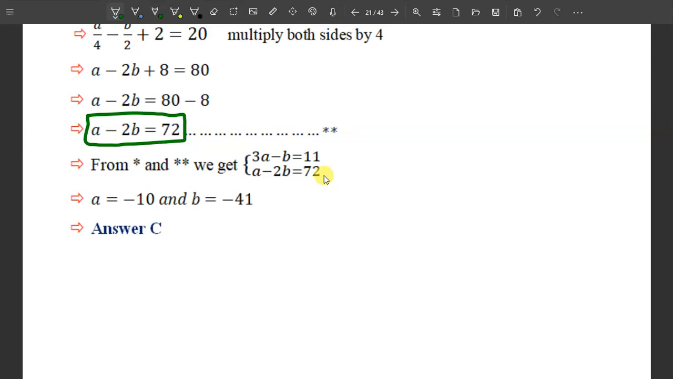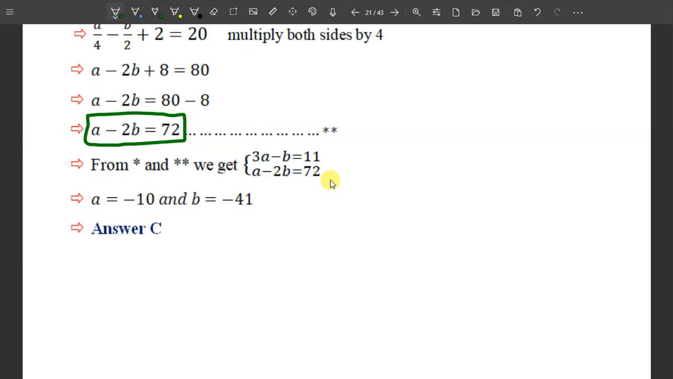In grade 9, you have learned those 3 methods. The first method is the graphical method of solving a system of linear equations, and the second one is the elimination method of solving a system of linear equations, and the third one is the substitution method. And also in grade 11, you have learned the Gaussian elimination method.